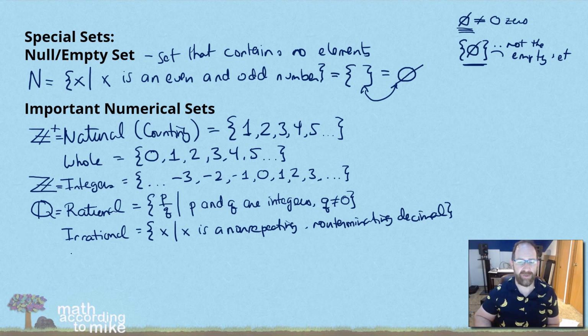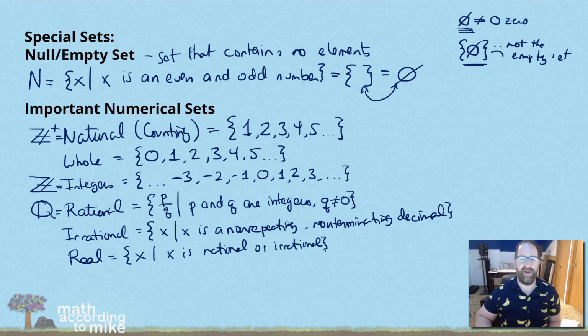If you put the rationals and the irrationals together, you get the real numbers. So the set of all x such that x is rational or irrational. You may have already seen the symbol we use for real, a double-barred R. Okay. So those are important numerical sets just to keep in the back of your head.